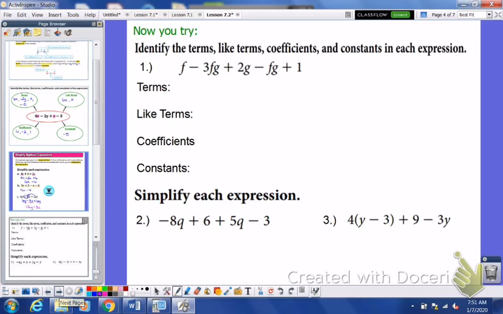All right, guys, that was the whole lesson. So a couple problems for you to try here. In this first one, we want you to identify the terms, like terms, coefficients, and constants in each expression. So that was that first part of the lesson. And then two of them there for you to simplify. So combine your like terms, watch for distribution, watch for signs.